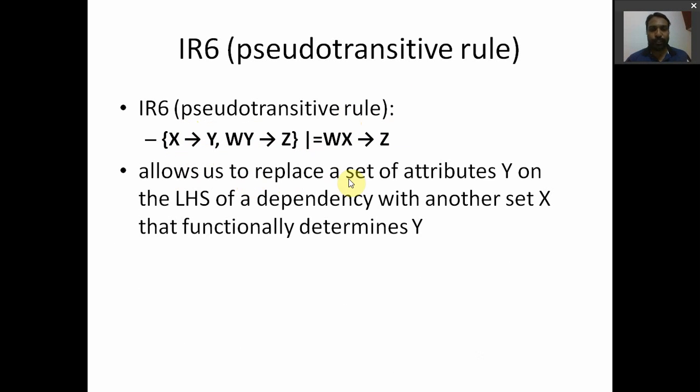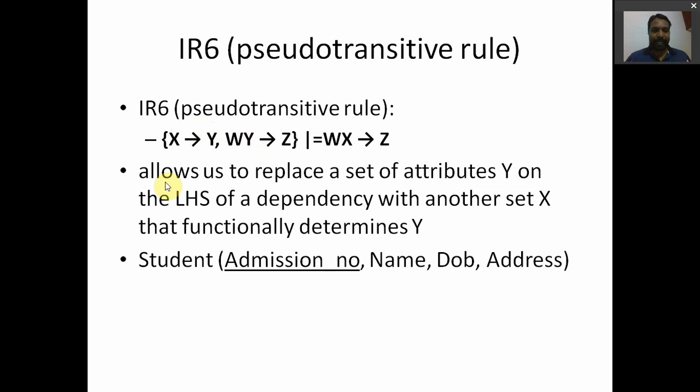This allows us to replace a set of attributes Y on the LHS of a dependency with another set X that functionally determines Y. So it can be replaced only if X functionally determines that set of attributes Y. We'll see an example.